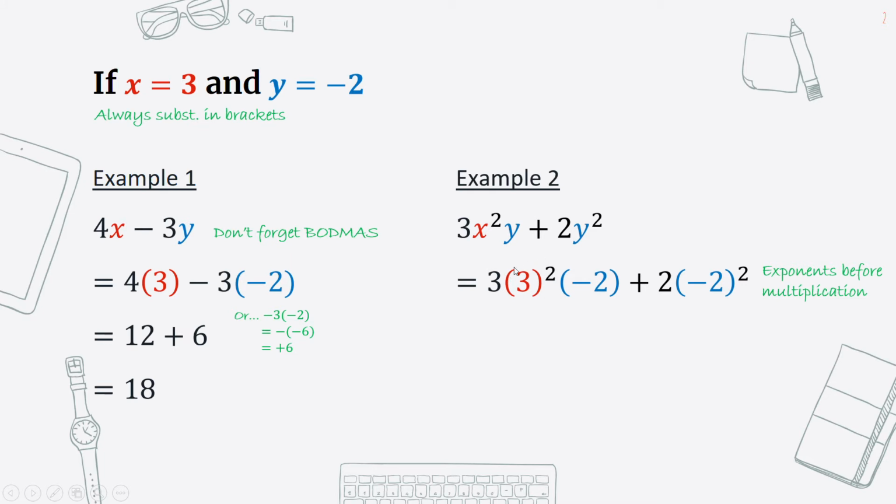So before I say 3 times 3, I need to get rid of this exponent. So I first need to square the 3. So I need to say 3 squared is 9. Then I can only multiply it. Okay, same thing with this last term here. I first need to square the negative 2, and then I can only take my answer and multiply it by 2.